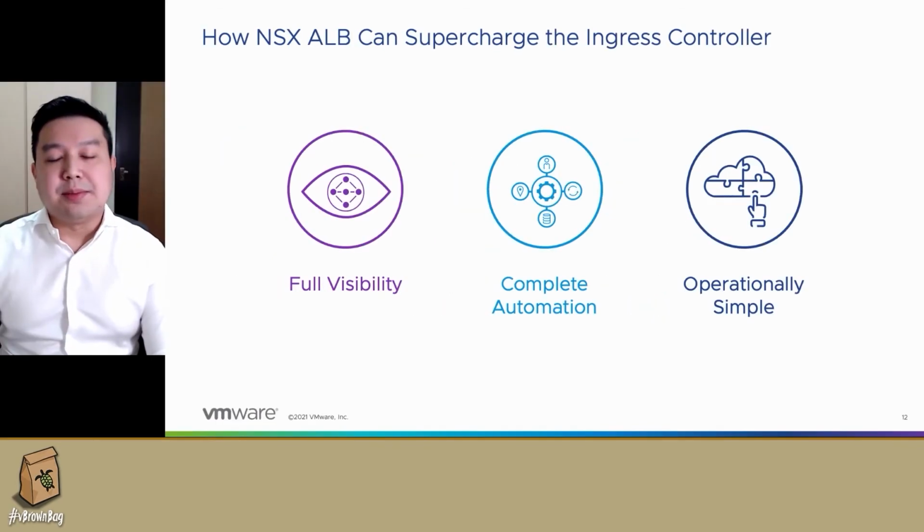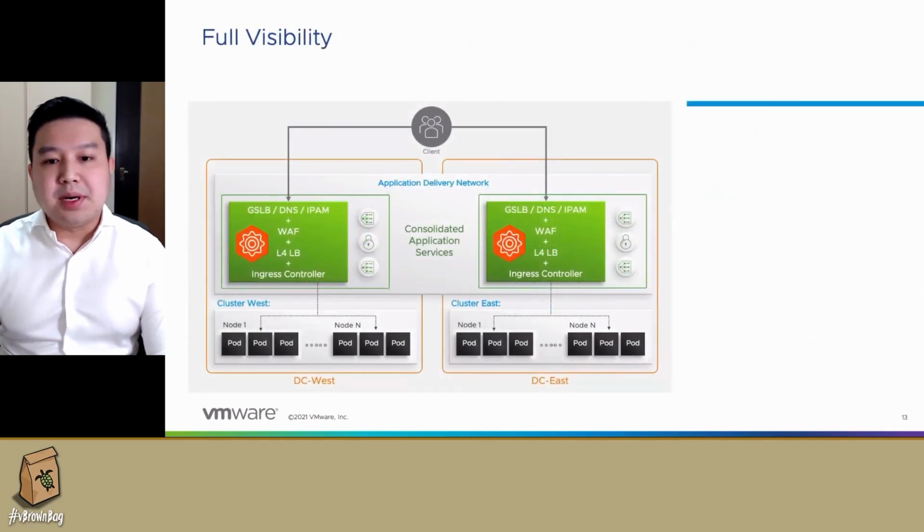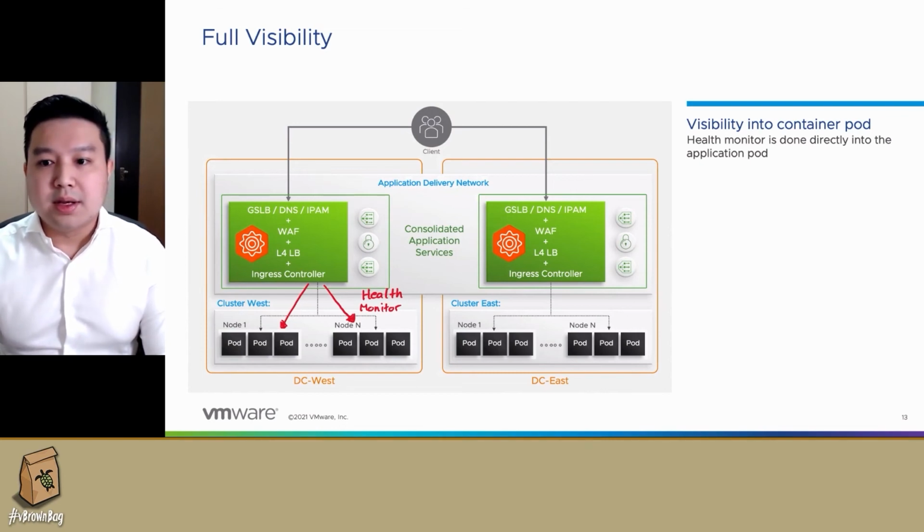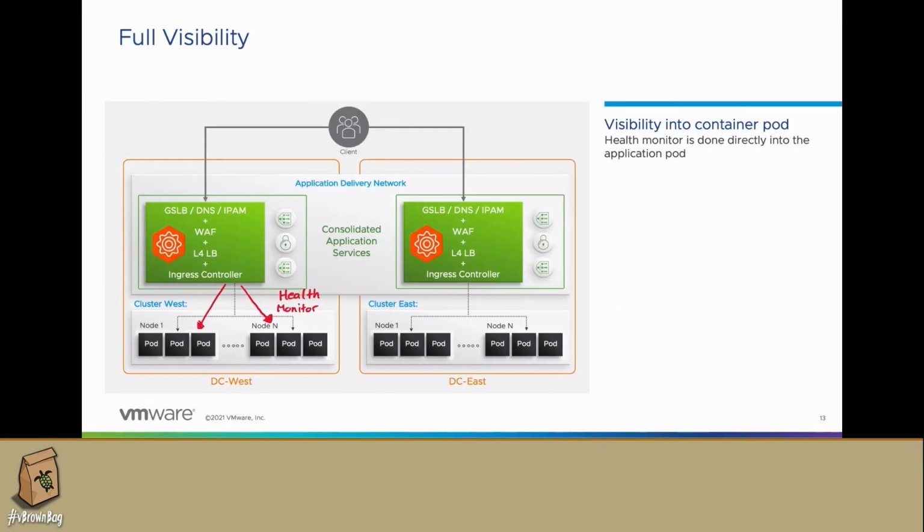The first one is full visibility. The second one is that it gives you complete automation, and it is operationally simple. In terms of visibility, NSX Advanced Load Balancer has a health monitor directly into the application pod. This allows failure detection of the application pod and better traffic distribution decisions. So when the health monitor to a particular pod fails, the controller will mark that pod as down, so client traffic will not be routed to that specific pod. The client traffic is always routed to the healthy pod.